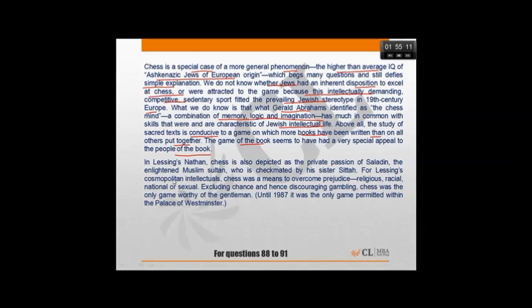In Lessing's Nathan, chess is also depicted as a private passion of Saladin, the enlightened Muslim sultan, who is checkmated by his sister Sittah. For Lessing's cosmopolitan intellectuals, chess was a means to overcome prejudice, racial, national, or sexual. Excluding chance and hence discouraging gambling, chess was the only game worthy of the gentleman. Until 1987, it was the only game permitted within the Palace of Westminster.